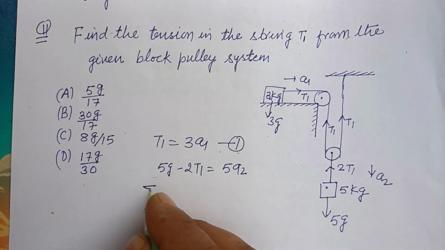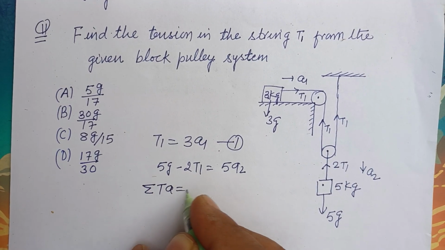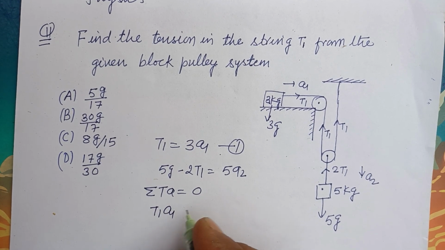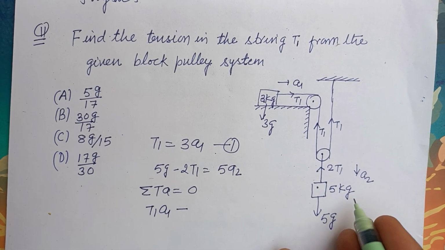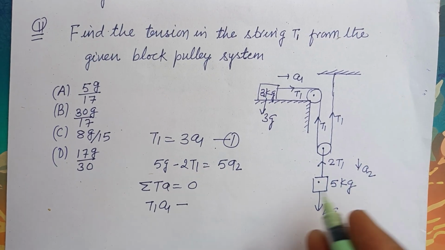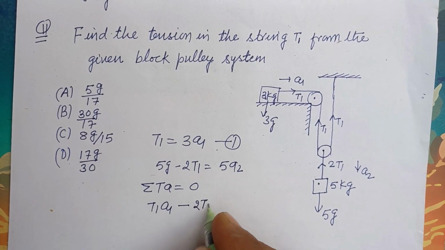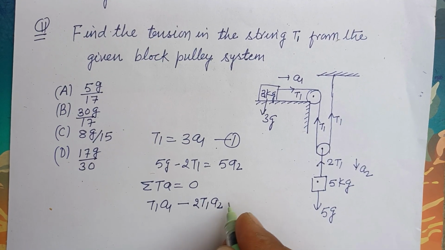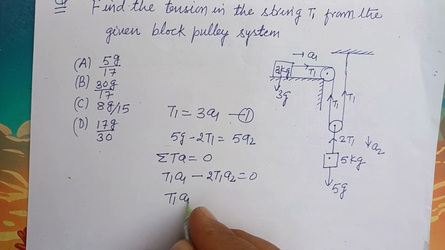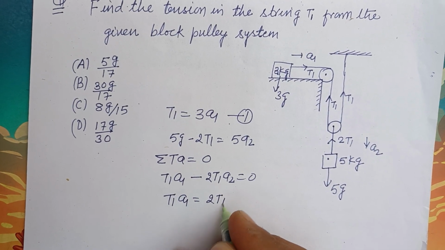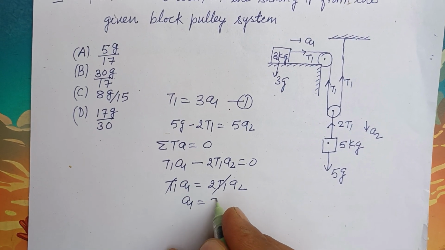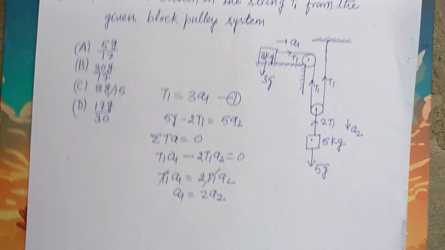Using sigma T into A equal to 0, here T1 into A1 minus, this is in opposite direction, tension and acceleration in opposite direction, therefore 2T1 into A2 equal to 0. So T1 A1 equal to 2T1 A2. T1 cancels, A1 equal to 2 times A2.